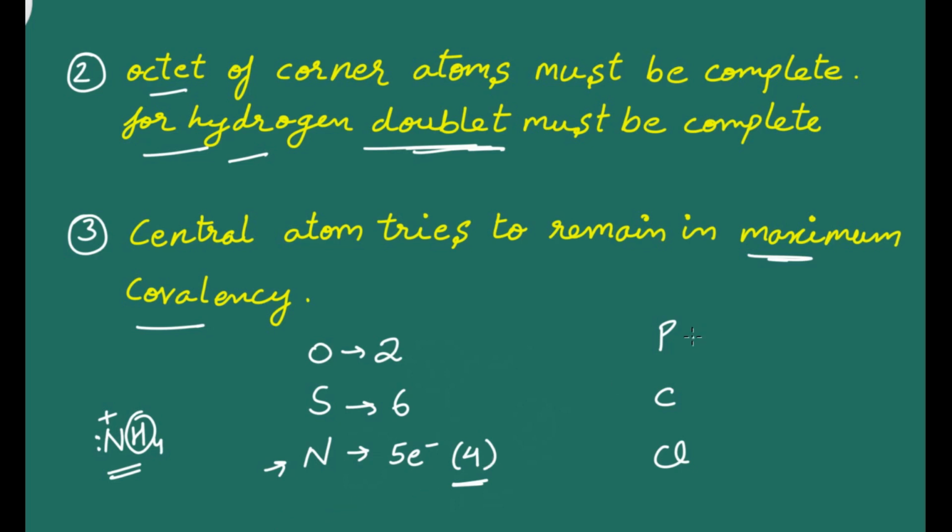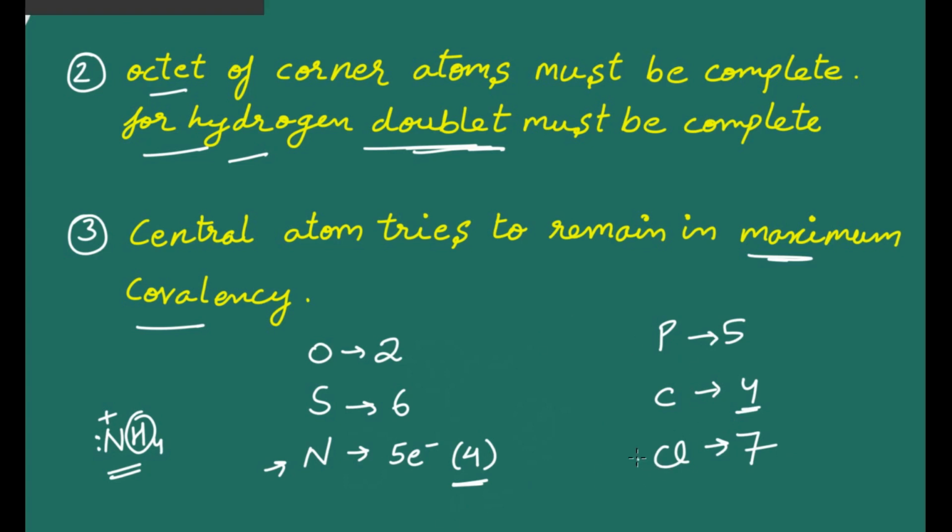Phosphorus has a covalency of 5. Carbon has 4. And we all know that carbon shows the covalency 4. What is the covalency of chlorine? Generally, you see that chlorine is making a single bond. But in reality, chlorine can have a covalency 7. I repeat, chlorine can have a covalency 7.